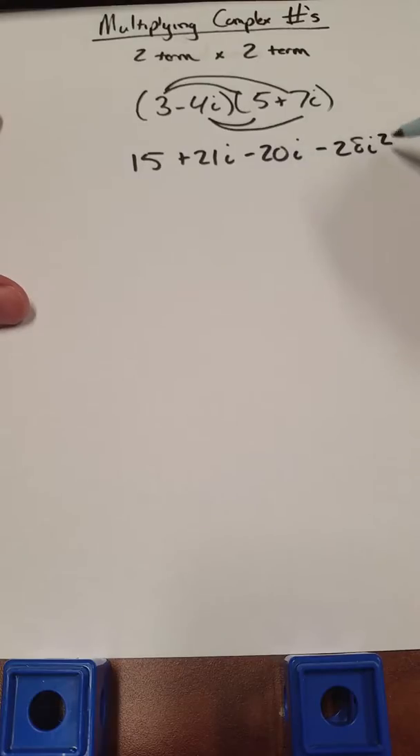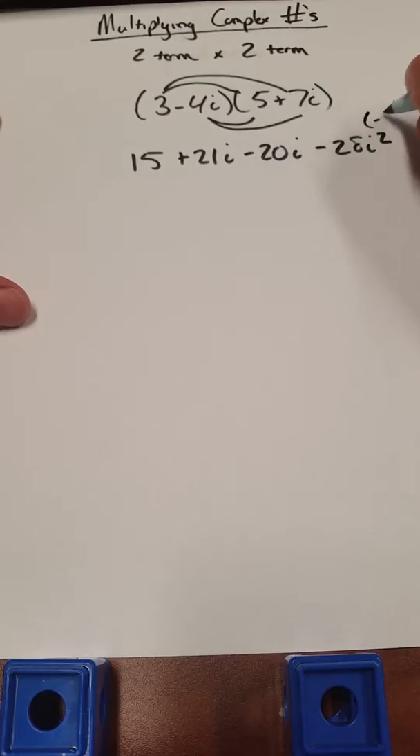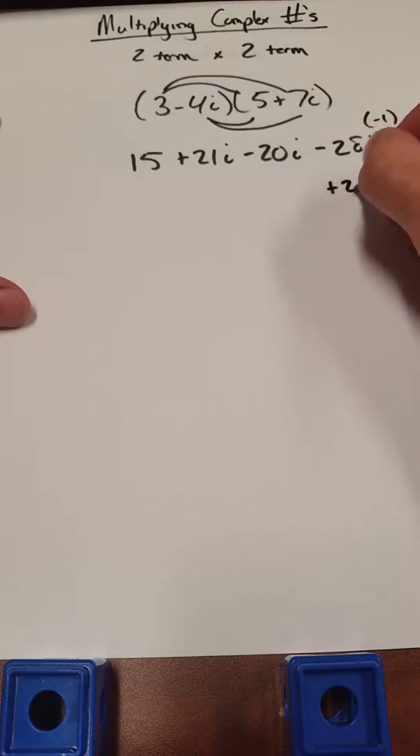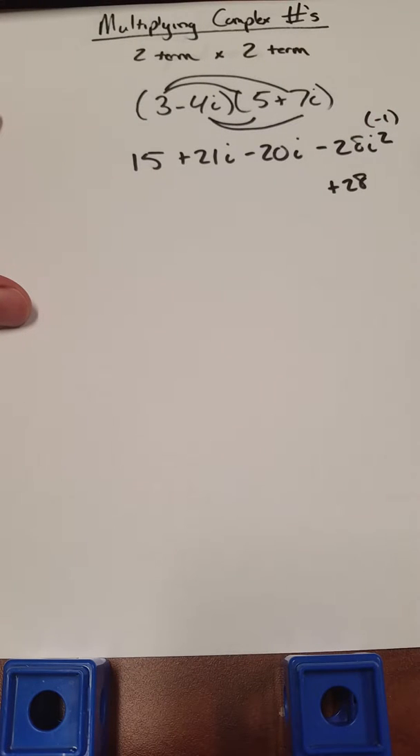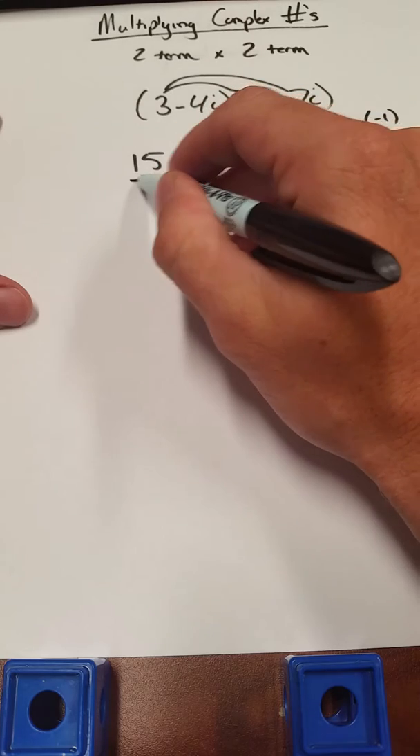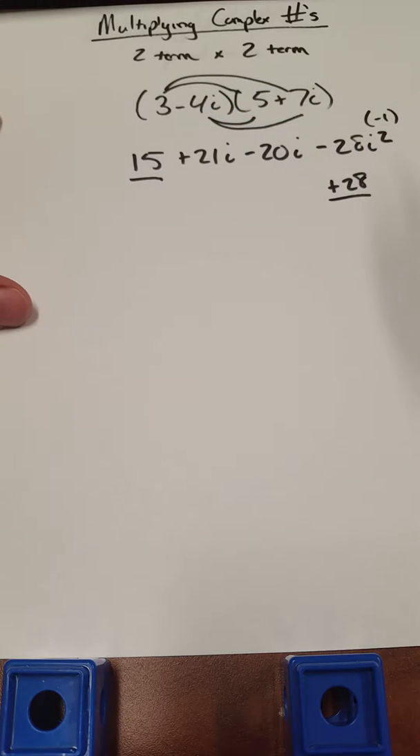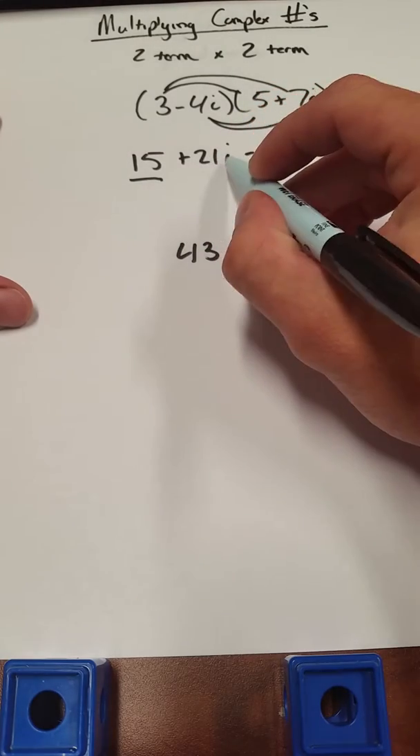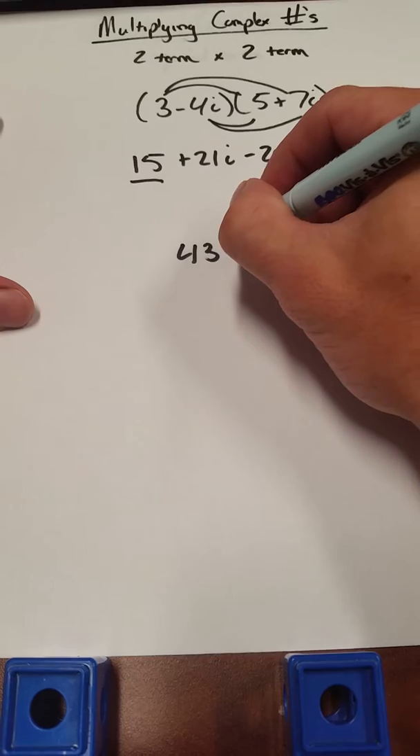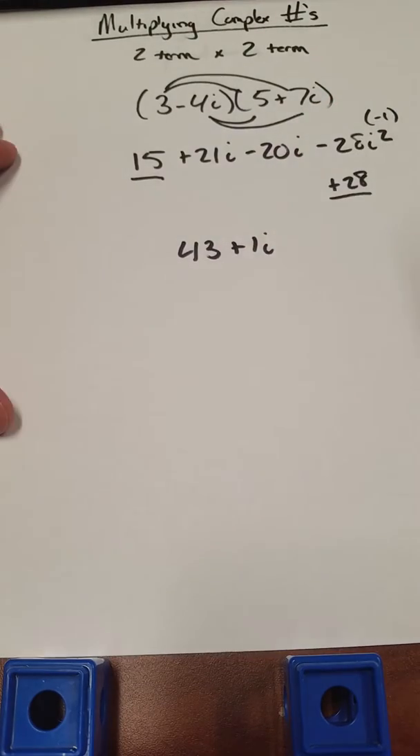Guys, this i squared again is a negative 1. That's really a negative 1 right there. So a negative 1 times a negative 28 turns that into positive 28. What's essentially going to happen right here every time is that it's going to change signs. Okay? So now we just need to combine like terms. We have a positive 15 and a positive 28. That makes positive 43. And then 21i minus 20i makes positive 1i. So that would be our solution.